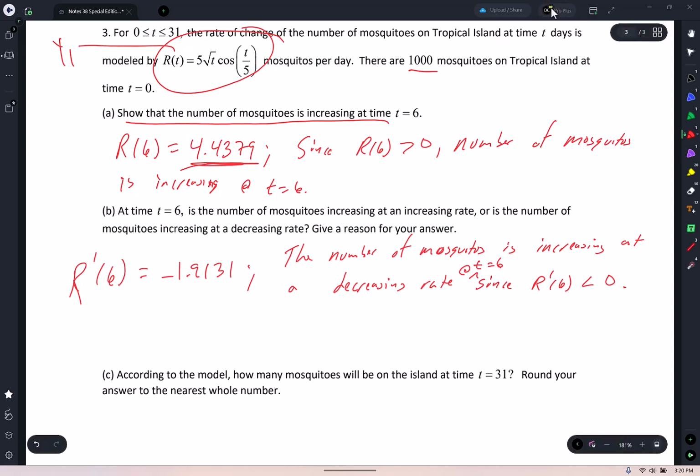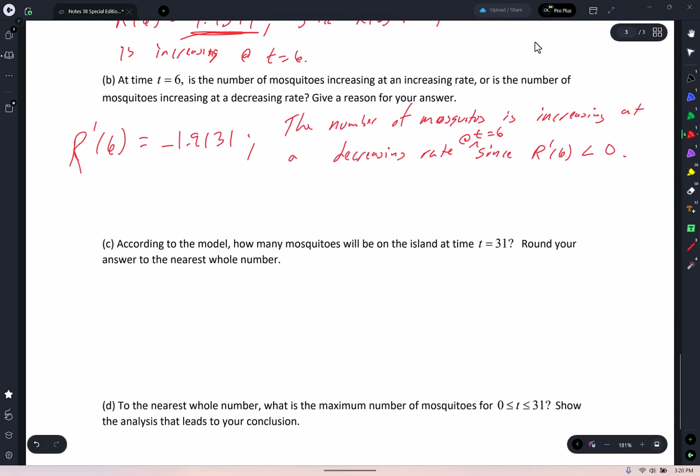All right, we're almost done, guys. According to the model, how many mosquitoes will be on the island at time t equals 31? Round your answers to the nearest whole number. Okay, here we go. How many mosquitoes were there initially?